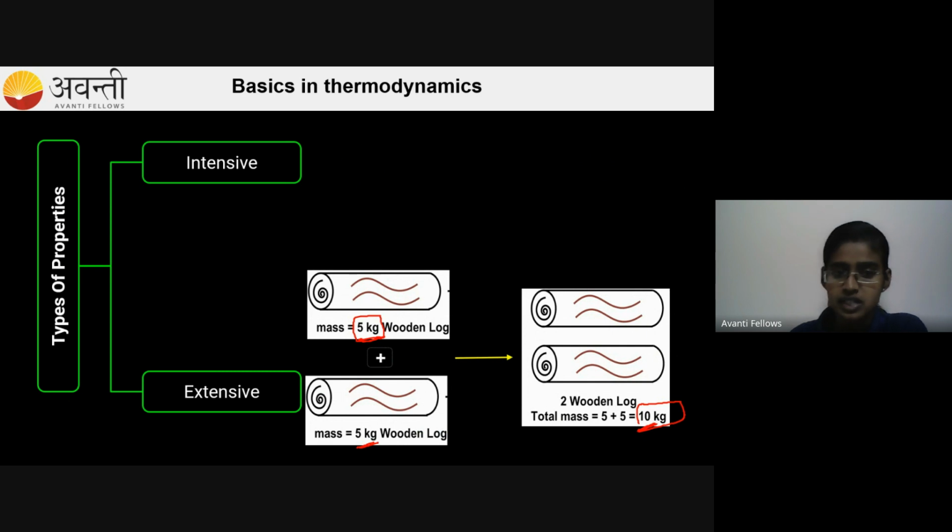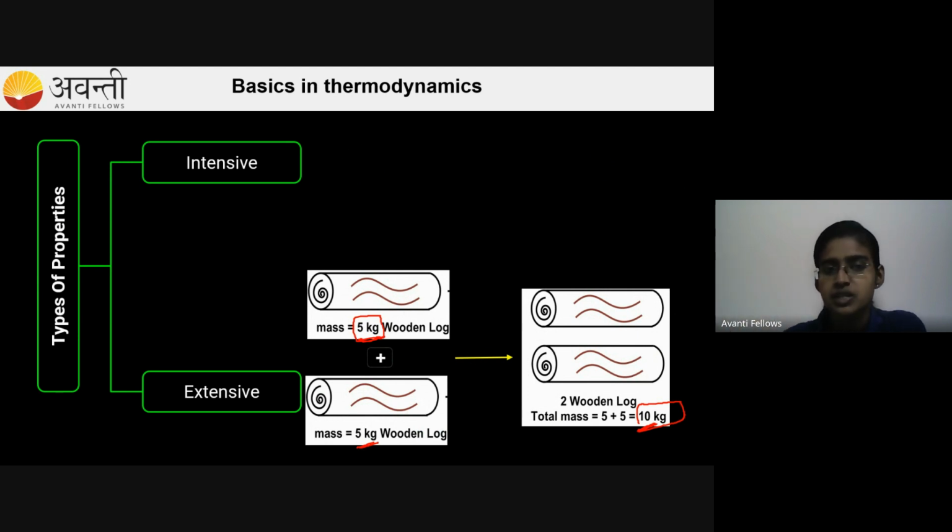On changing the size of the system, volume is changing. So the properties whose value changes on changing the size of the system are called extensive properties. Okay, so these are the extensive and intensive. You just need to study the examples that come under each property.